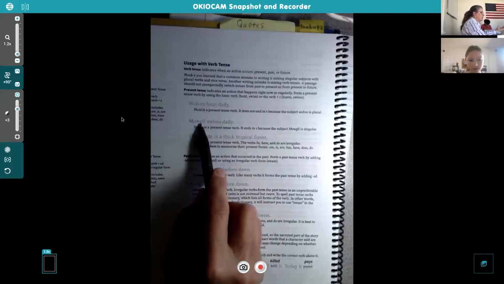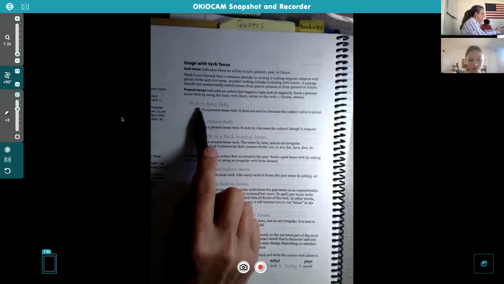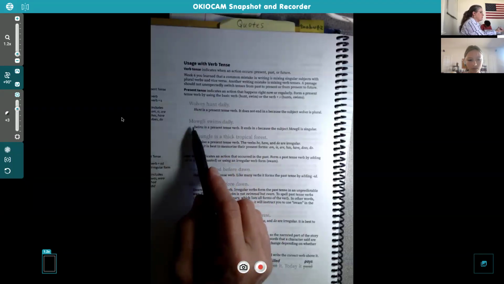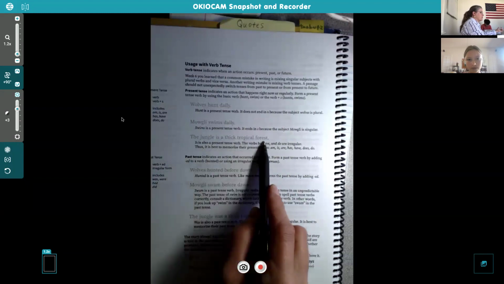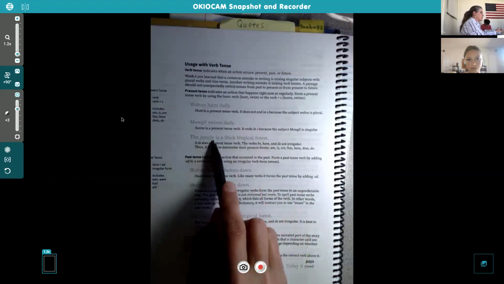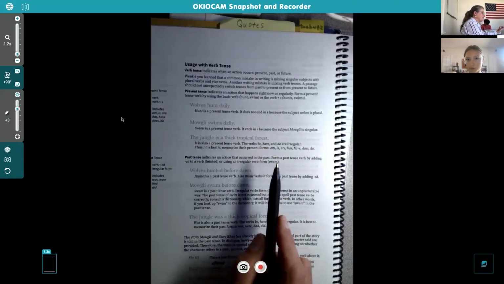So like the next one, Mowgli swims. So here we have wolves hunt. Mowgli swims daily. The jungle is a thick tropical forest. The jungle is, so the jungle is singular. So is the singular version of that.